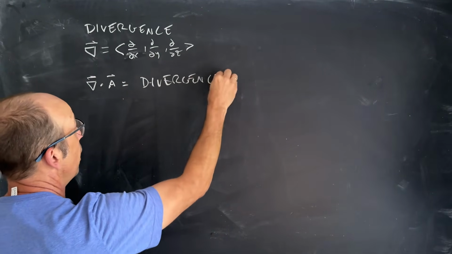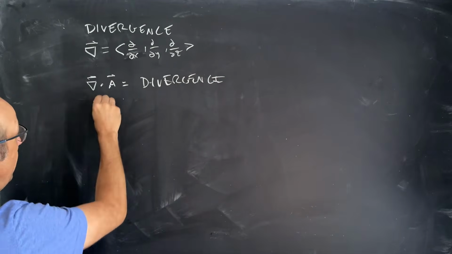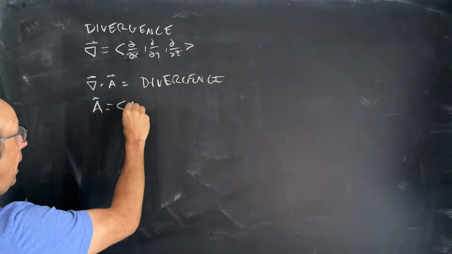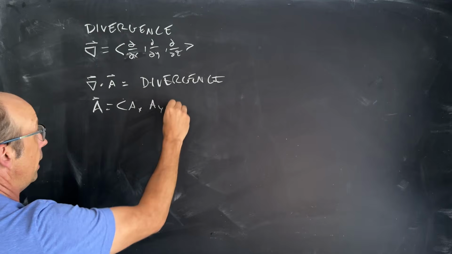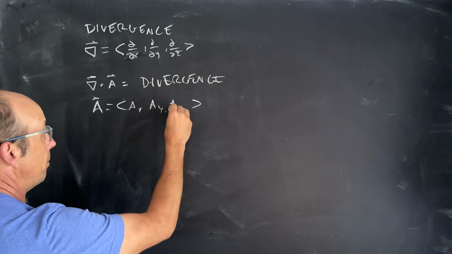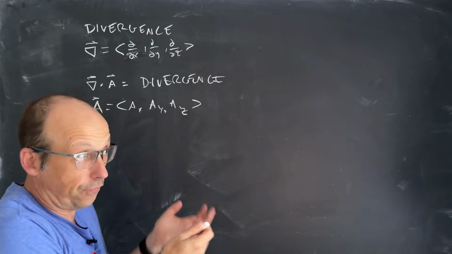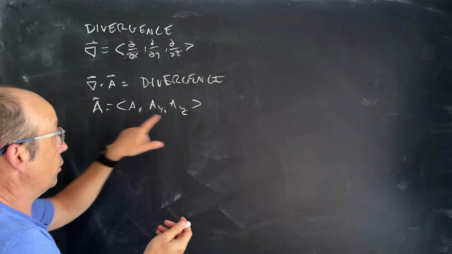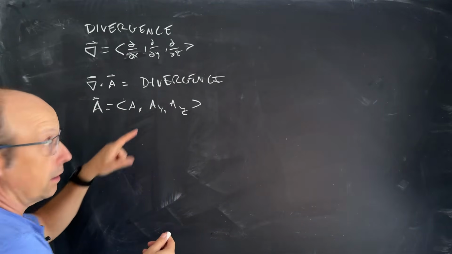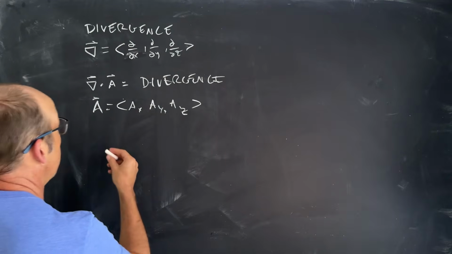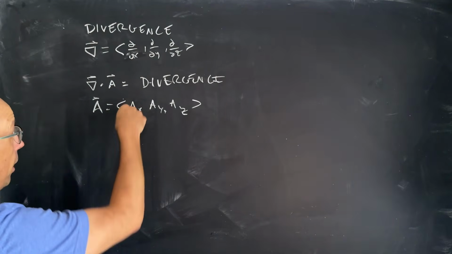So again, if A is the vector AX, AY, AZ, it has components. It's a vector field, right? So that's not just a value. It has a function. So these are all functions of X, Y, and Z. Then when I take the divergence, I'm just taking the dot product between these two.